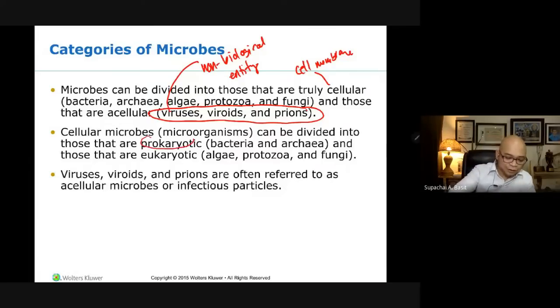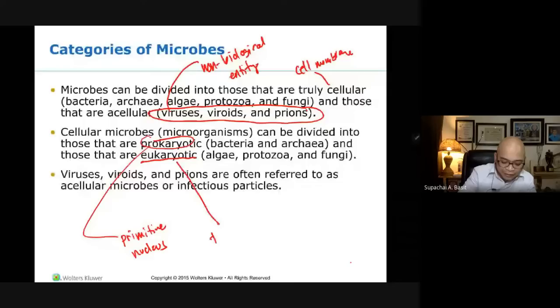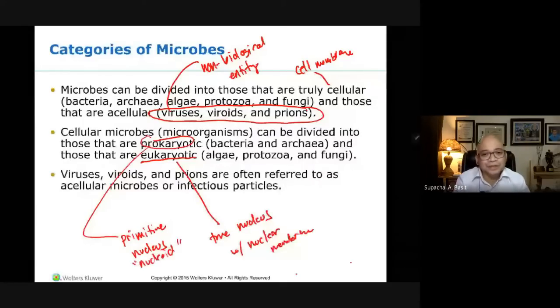Now, cellular microbes can be divided into those that are prokaryotic. When you say prokaryotic, again, let's review, it means that they have a primitive nucleus, and eukaryotic means that they have a true nucleus because they have a nuclear membrane. Prokaryotic cells do not have a nucleus, but instead they have the so-called nucleoid. Okay. So prokaryotic includes bacteria and archaebacteria, while the eukaryotic organisms include algae, protozoan, and fungi.